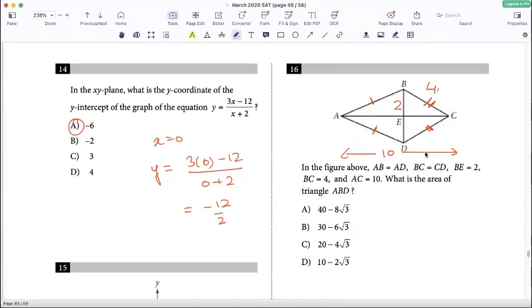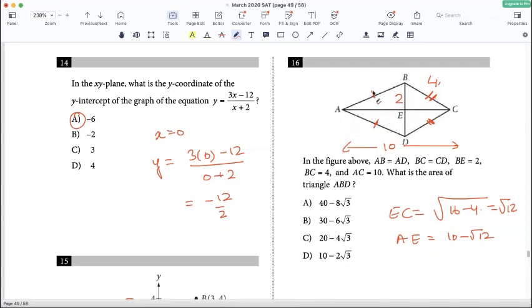Okay. So ABD, right? So if this is 2 and this is 4, then EC will be square root of 16 minus 4, which is square root of 12 by Pythagoras theorem, right? So AE will be 10 minus root 12 because AE is AC minus CE, right? Now this side is equal to this side, and this angle will therefore be equal to this angle, and this side is common. So these two triangles would be congruent. And similarly, these two triangles would be congruent. So this would also be 2.